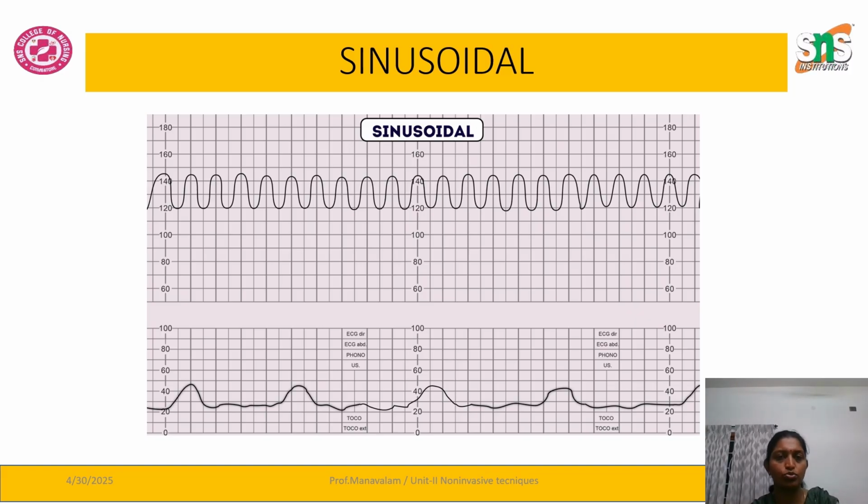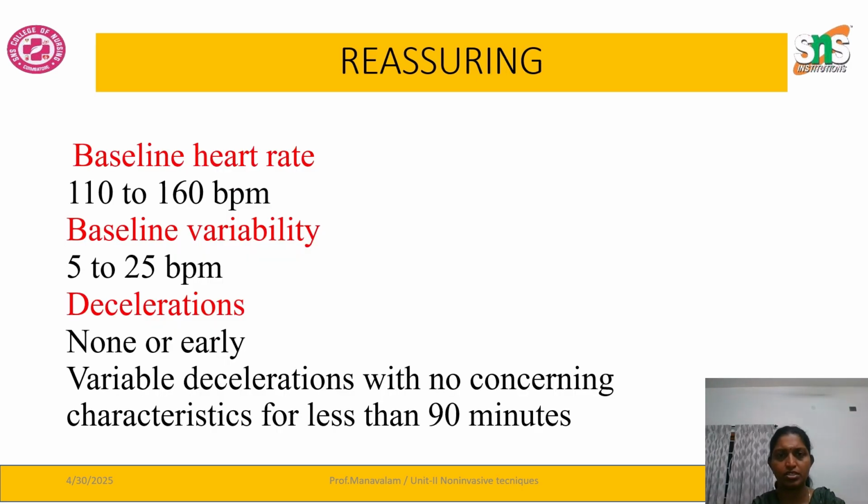It only shows a baseline fetal heart rate between 120 to 140 beats per minute. There is no baseline variability, no acceleration, no deceleration, nothing shown in the sinusoidal pattern. It is a bad sign, indicating that it is not a healthy fetus.